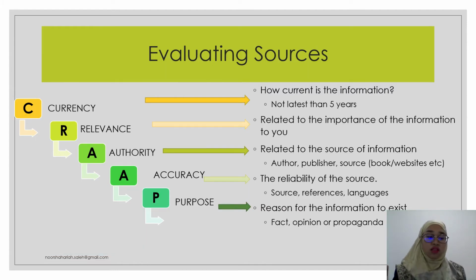Now, all these sources require evaluation. You need to consider and value the content and the information of the source before you decide to take it as your reference. Okay, there are 5 elements that you need to consider. We call them CRAP. C stands for currency, R for relevance, A for authority, A also for accuracy, and P for purpose.